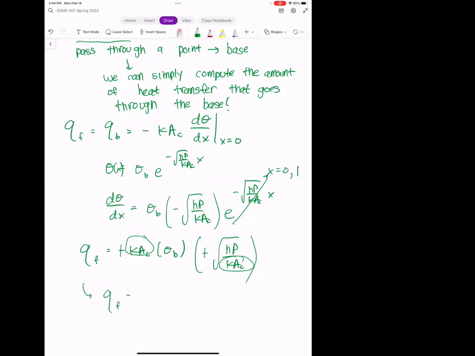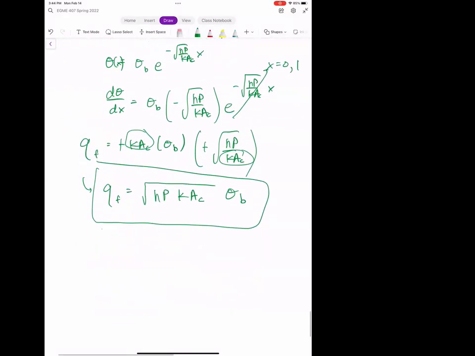And so for a case where you can assume that the fin is very long, then the total amount of heat transfer that leaves the fin is going to be equal to square root of HP times KAC multiplied by theta B. Okay. And so this right here is the total heat loss from a very long fin.